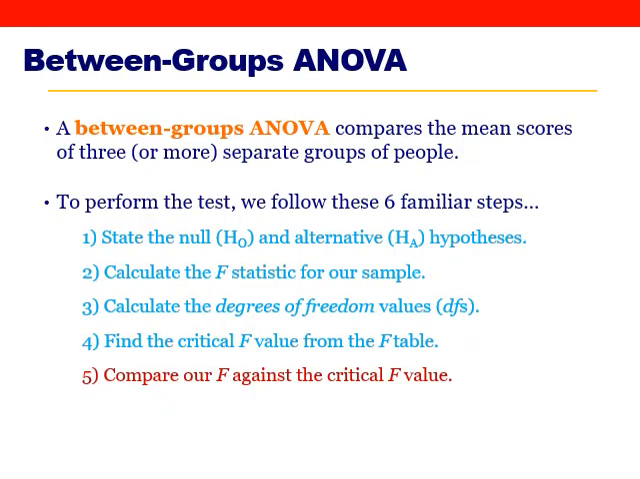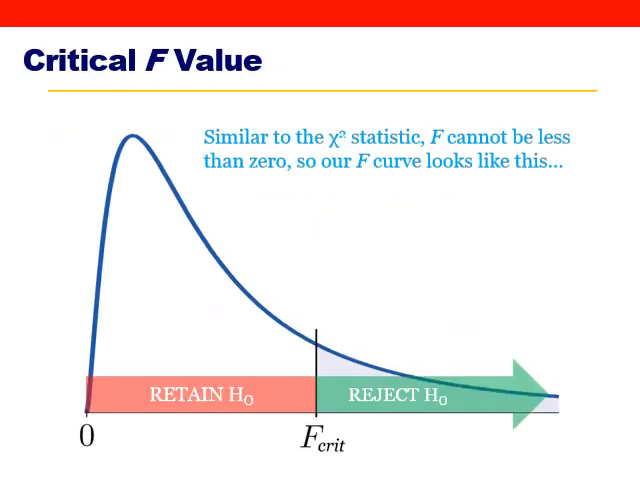So let's draw our F curve. Now, like the chi-square statistic, F can never be negative. It's always going to be either 0 or a positive number. So the curve for our F statistic looks very similar to the curve for our chi-square statistic. And we're only going to have one critical value, which will be a positive number. On the previous slide, we used the table to find that the critical value for this example is 3.89. So we'll put that on our graph.